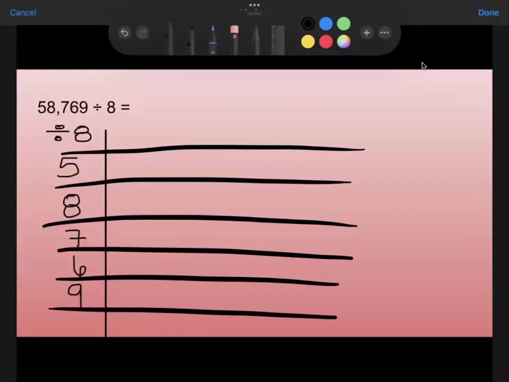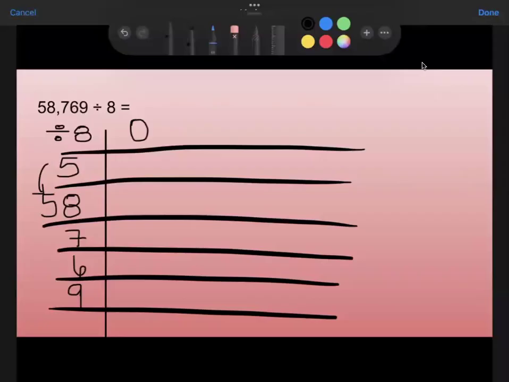So if I was to draw 5 objects here, I could not make a group of 8 out of that. So I'm going to go ahead and put a 0 at the top, because that first number did not work. And I'm going to move that number down here in front of the 8. So now I need to figure out how many times 8 goes into 58.